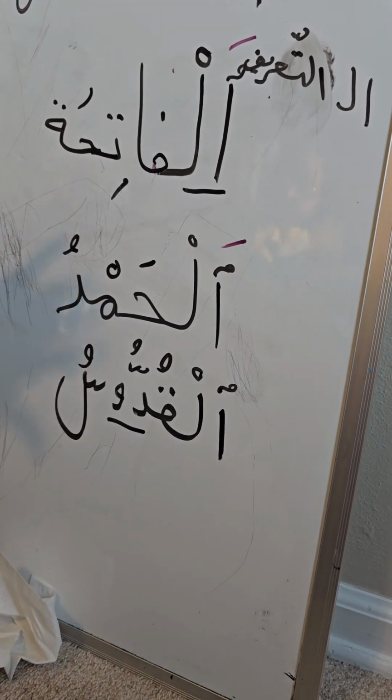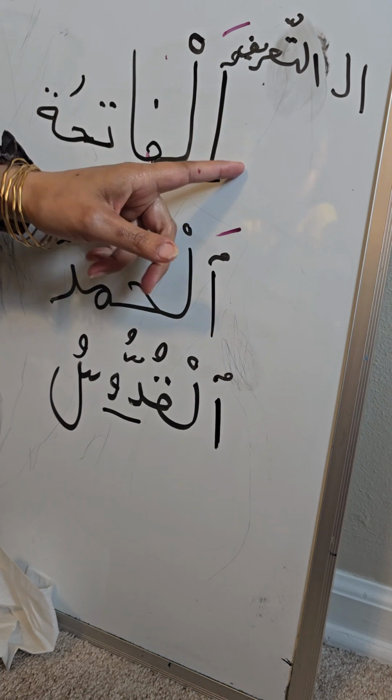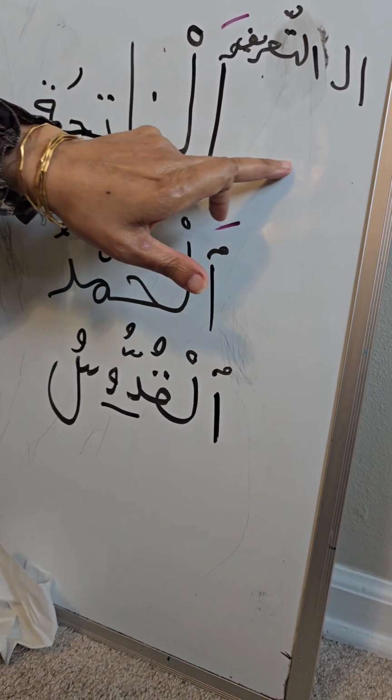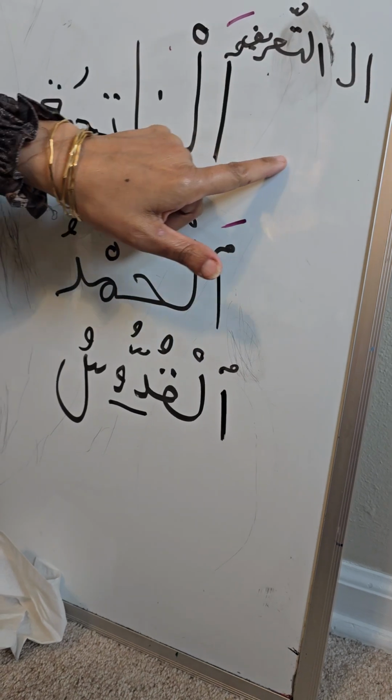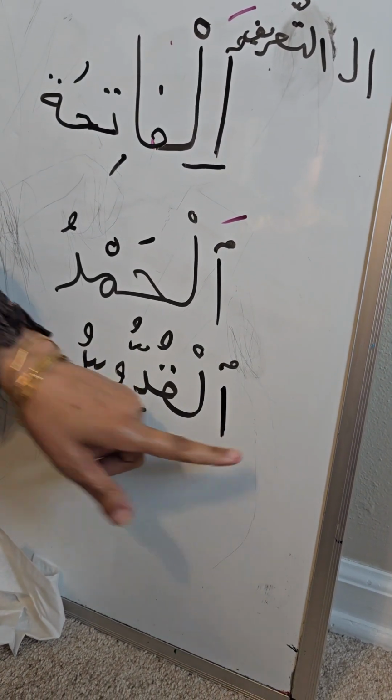Now, is there anything before these words here? Is there anything before this alif to join with? Do you see any letter here? Yes or no? Do you see anything before? Okay, what about this? Is any word here? Any letters? What about here? Yes or no? No. Okay.